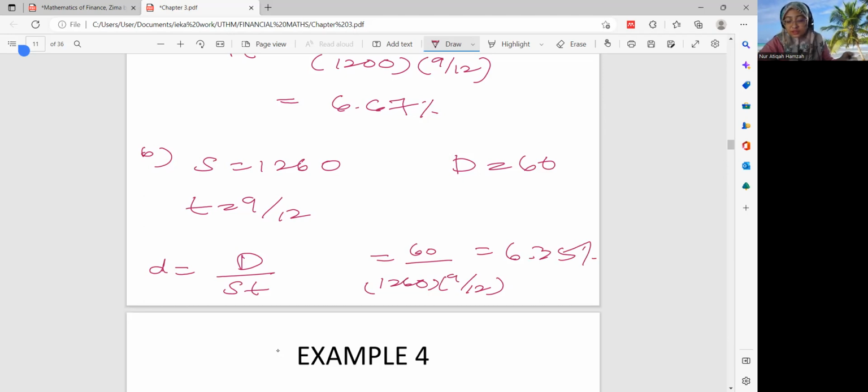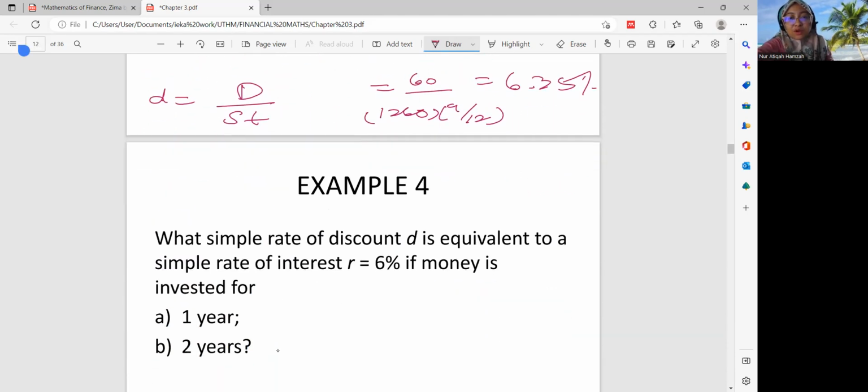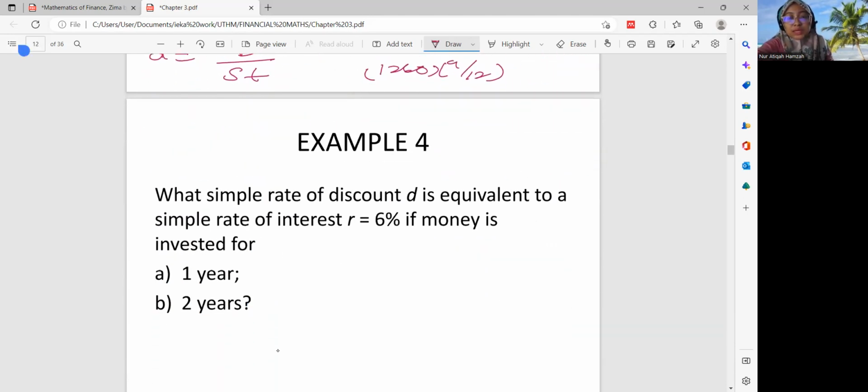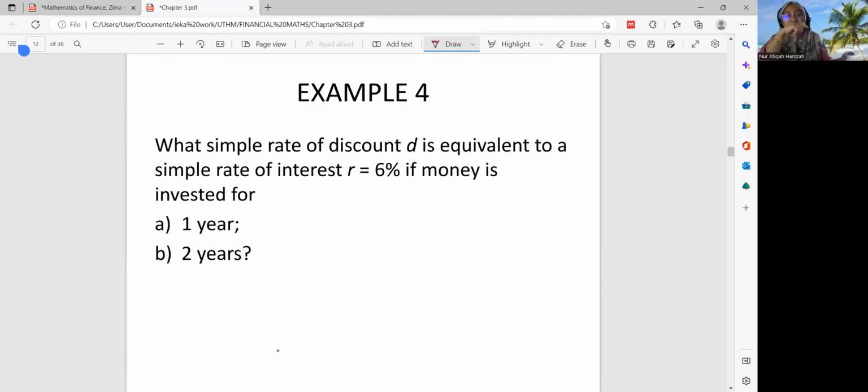Okay, so you can check your answer if you have already tried, and if you have not tried this question, you can jot down the calculations to make sure that you understand well, and you know how to differentiate between discount rate and interest rate. Next is, what simple rate of discount D is equivalent to a simple interest rate R is equal to 6% if money is invested for 1 year, and B is for 2 years.